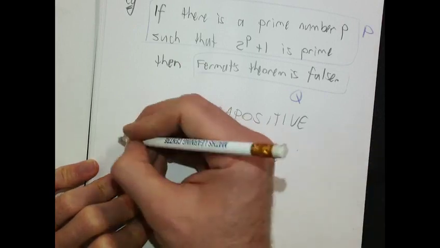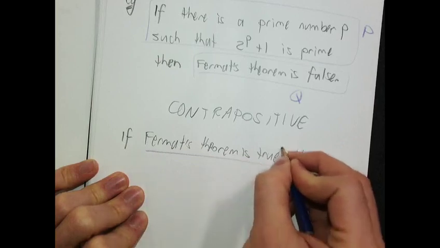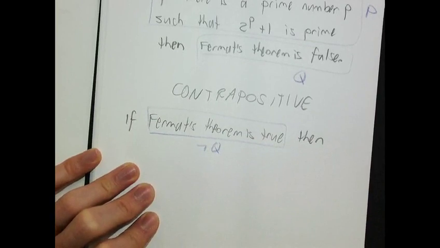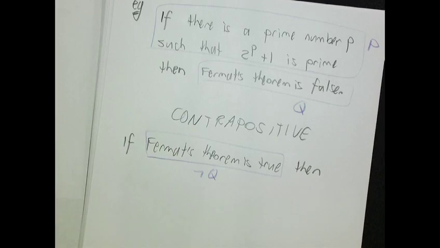Okay, so if Fermat's theorem is true, then, so this is my not Q, we need not P. Now let's see, P is: there is a prime number P such that 2 to the P plus 1 is prime. So the opposite of there being a prime, so there is a prime number P such that blah blah blah, would mean the opposite would be every prime number has not that.